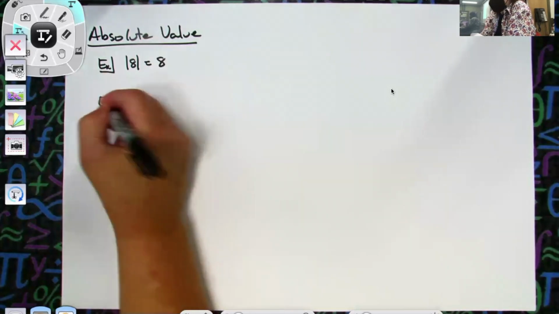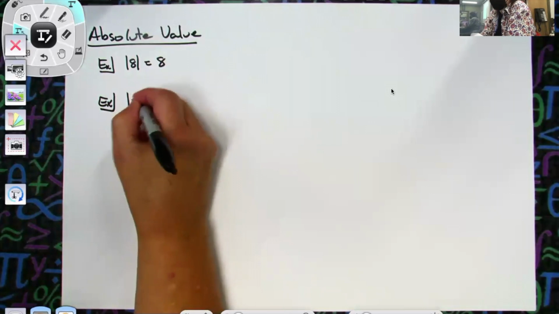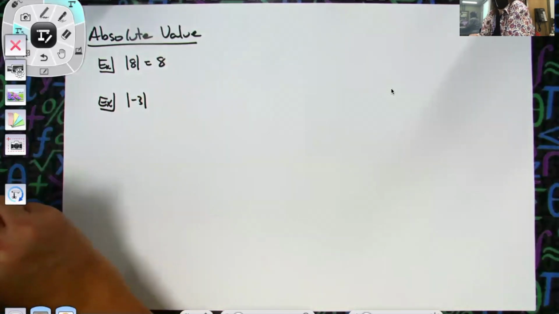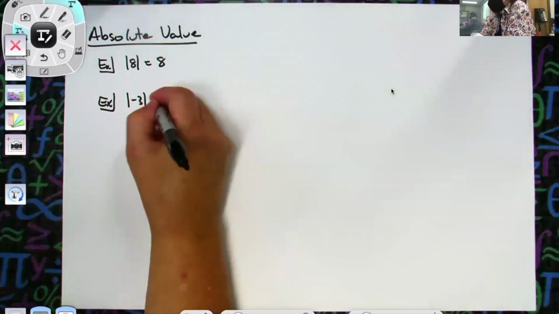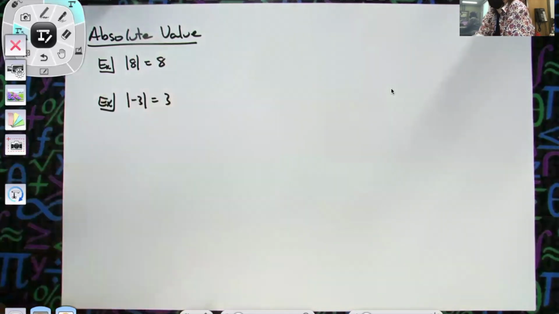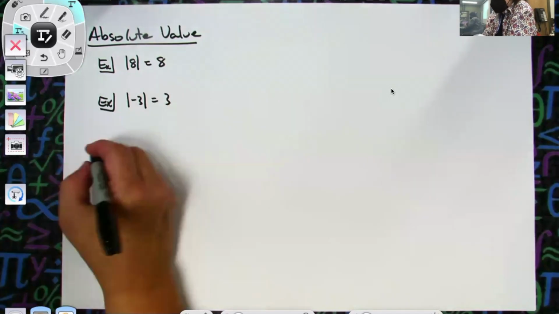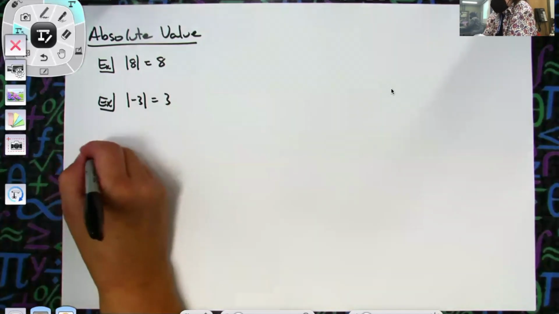Absolute value of, say, a negative number. All right, well, I want to know how far away from 0 it is. So positive 3. So as long as there is a single number on the inside of the absolute value bars, it basically makes it positive because it's representing a distance. Okay, now up to this point, let's try to do a comparison here.